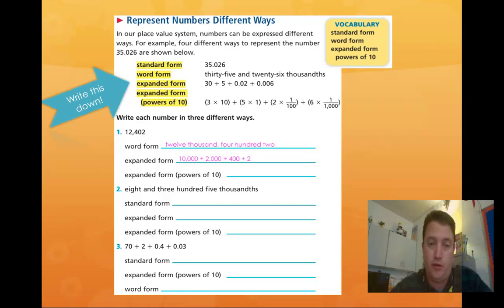If we do that in expanded form, we just break down each digit by its value. So there's 1 in the 10,000s place, so that's 10,000.